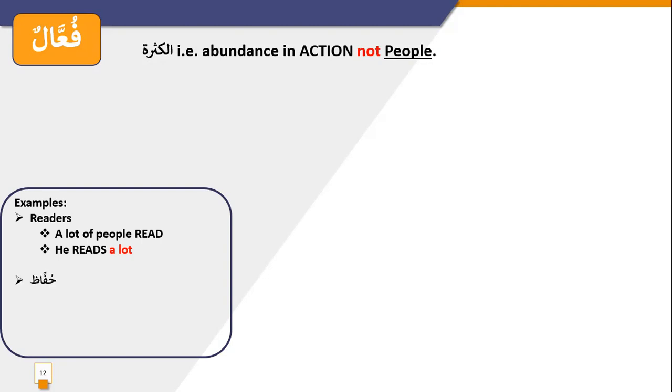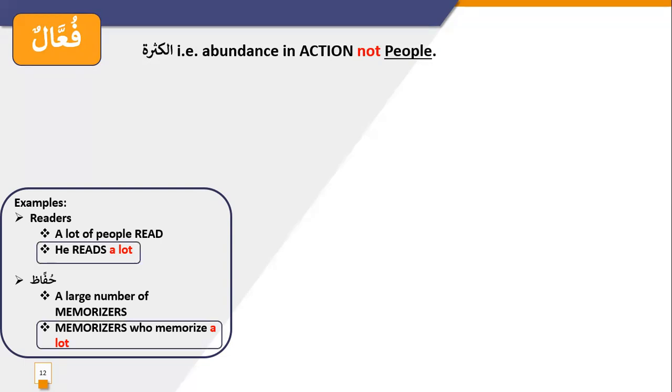Similarly, huffaz. So hafiz, huffaz, basically it's either a large number of memorizers or memorizers who memorize a lot. So memorizers, yes, plural, there are more than two, but people who memorize a lot. So you see the fa'il is more like the action is the main focus. These two that I have boxed, he reads a lot and memorizers who memorize a lot, are the true meaning of this pattern when it comes as a broken plural.